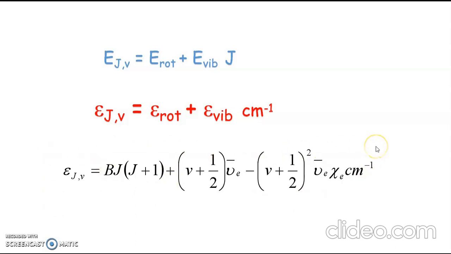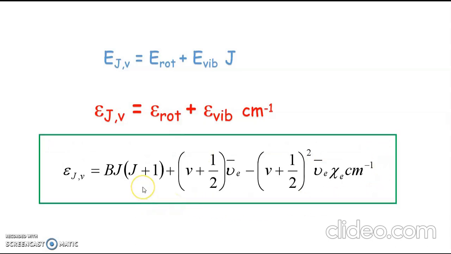So the combined rotational vibrational energy level expression will be this, where J and V are the rotational and vibrational quantum numbers respectively. B is the rotational constant, nu E bar is the equilibrium vibrational frequency of the molecule, chi E is the anharmonicity constant.